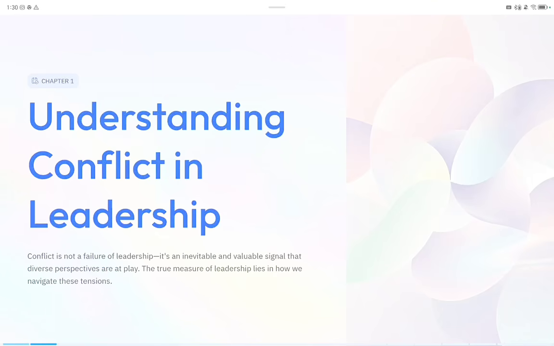So, in the first chapter, let's look at understanding conflict in leadership. What is conflict? Why is it inevitable? If there are two or more people looking at the same thing, they look at different perspectives and different aspects of the same thing. And hence, when there are diverse perspectives at play, conflict is a natural, inevitable thing that happens. So, the true measure of leadership lies in how we navigate these tensions and get to a solution. So, let's go about understanding the types of conflict that happen and what creates a conflict in the first place.